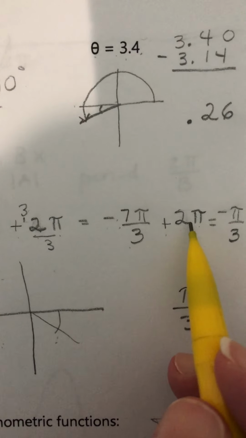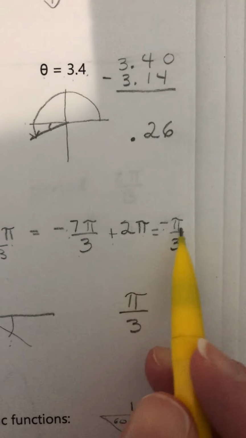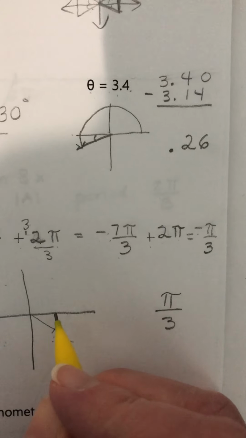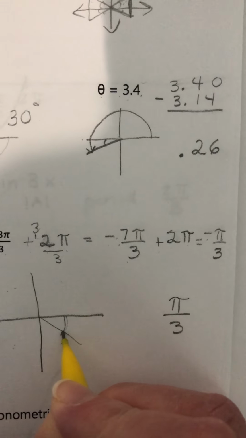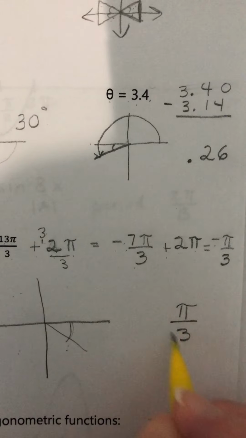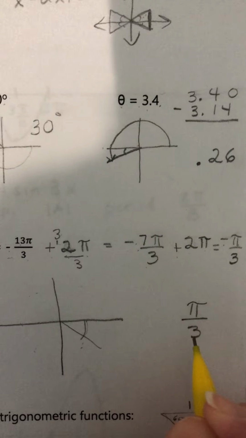Continue to add 2 pi until you can't do it anymore, and then it's negative pi over 3. So negative just tells me it's turning in a clockwise direction, so this angle is pi over 3. That's called my reference angle.